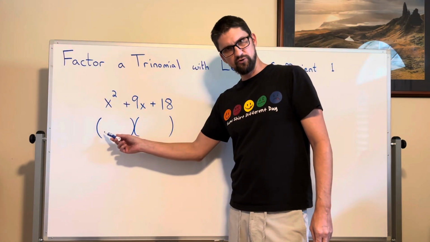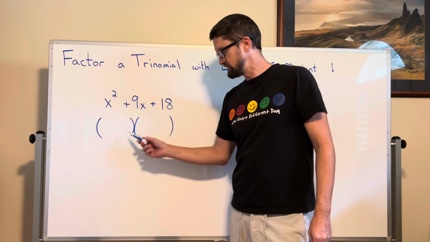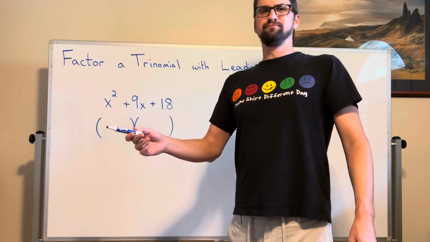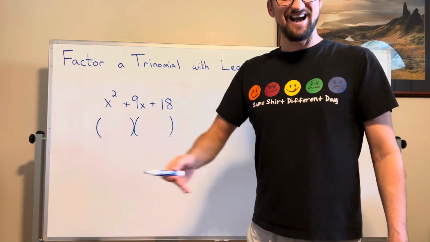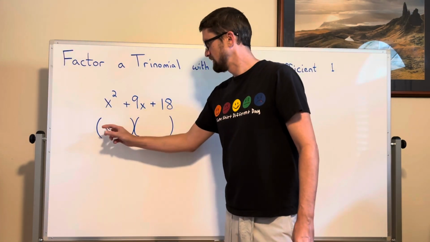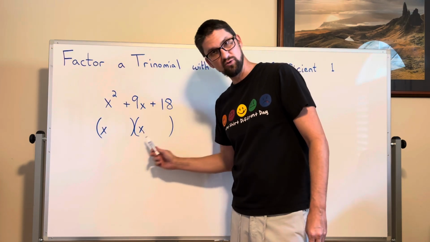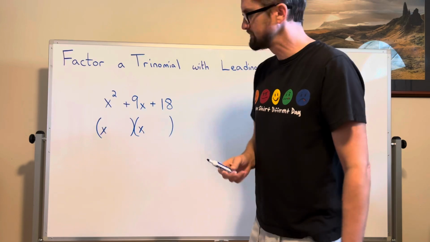Now these 2 first terms that go inside the parentheses are going to multiply together to give you x squared. And x times x is x squared. So we're going to have an x here and an x here. These 2 multiply together to give you x squared.